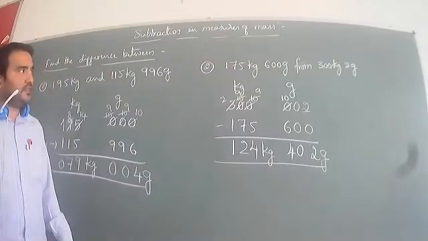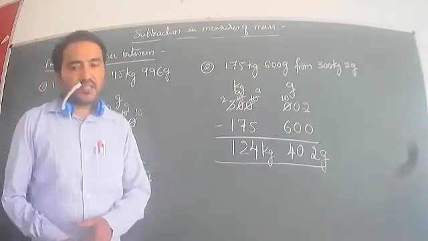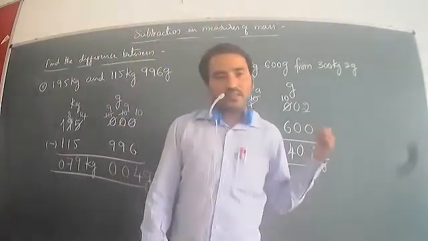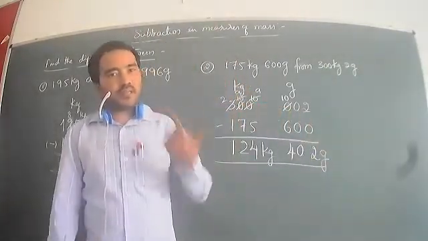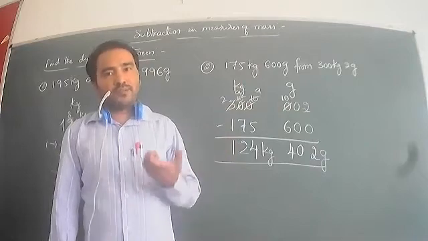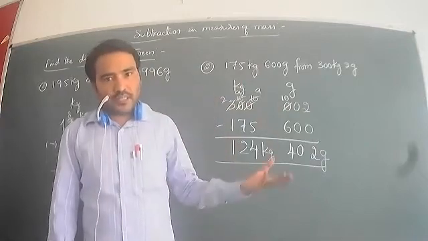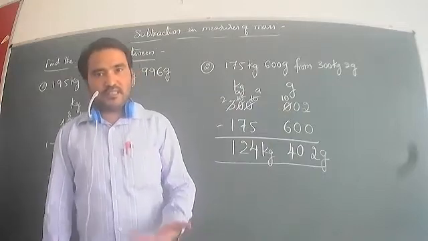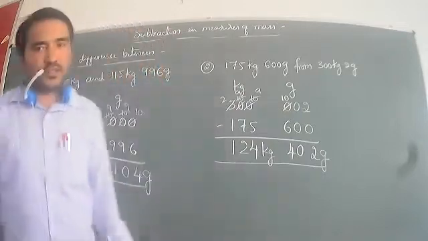This is the subtraction in measures of mass. Arrange the numbers column-wise with the biggest number first, comparing the bigger unit. Write it first, then take the smaller number below it and find the difference.